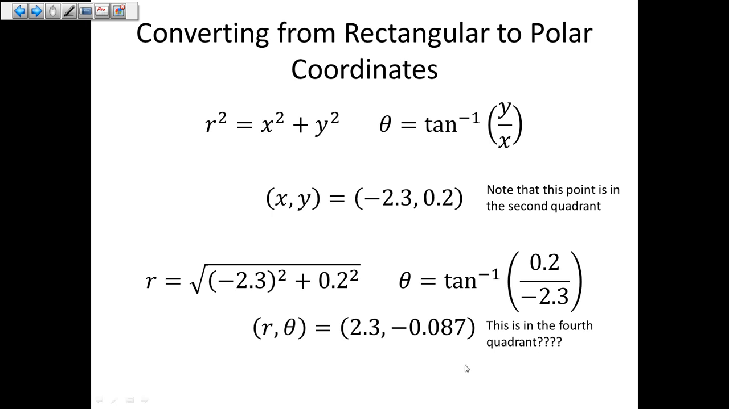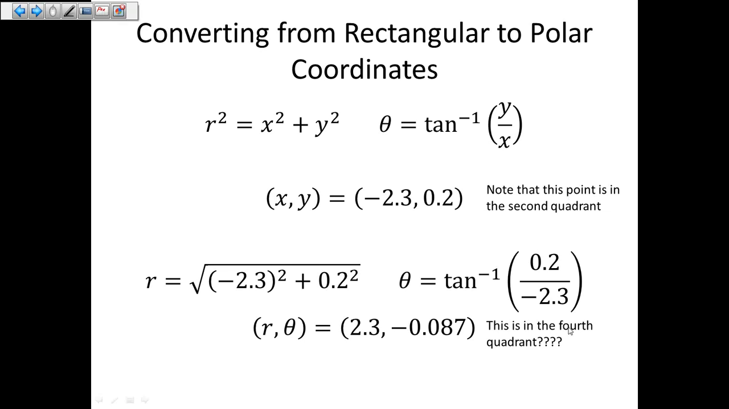Now, if you stop and think about this, 2.3 at an angle of negative 0.087, this is a pretty small angle, and it's negative. That would put it in the fourth quadrant. Now, my original point was in the second quadrant, so this is like opposite where it should be. Well, it has to do with the fact that your calculator is only going to spit out a certain range of angles for this tangent inverse. This is why you make note of where your point is.